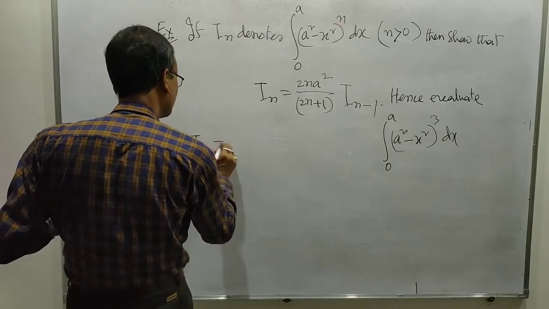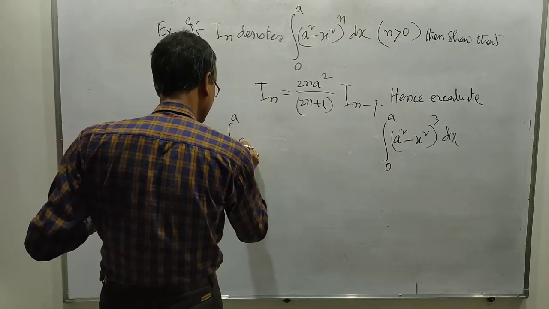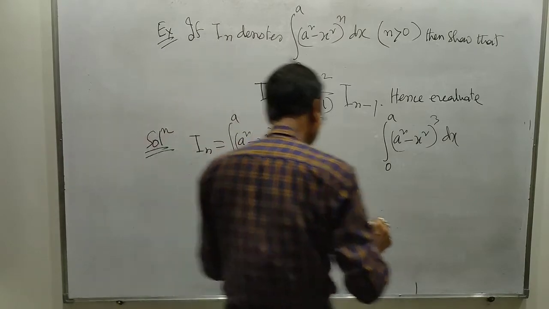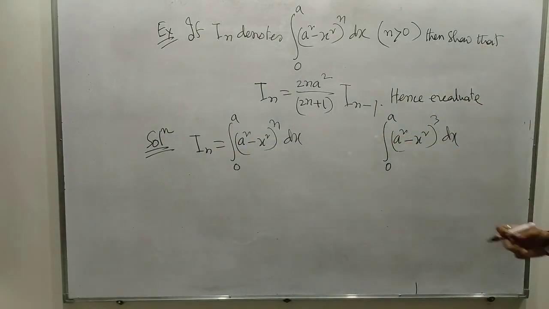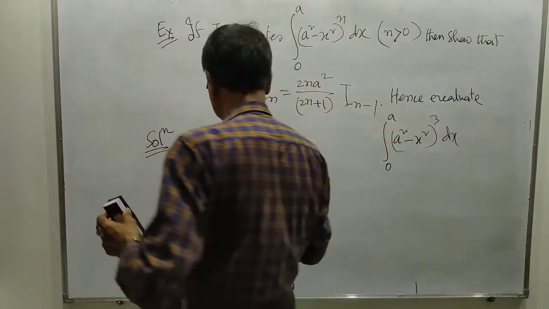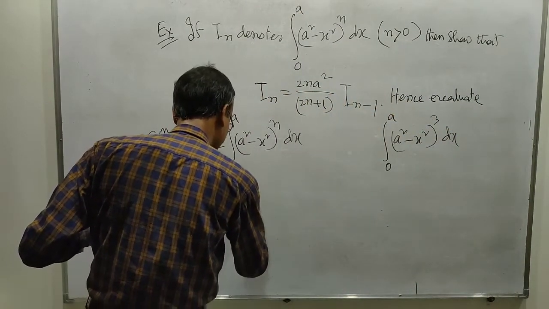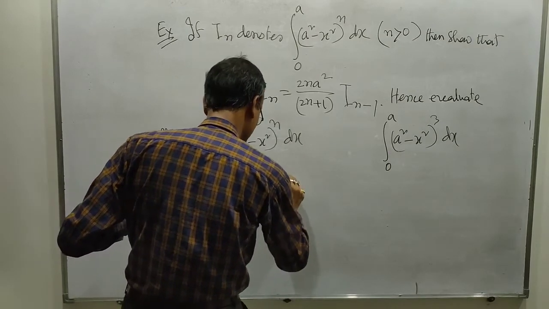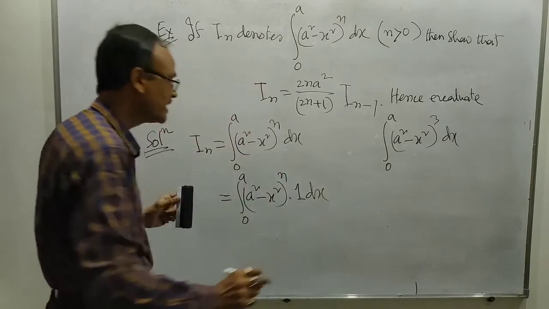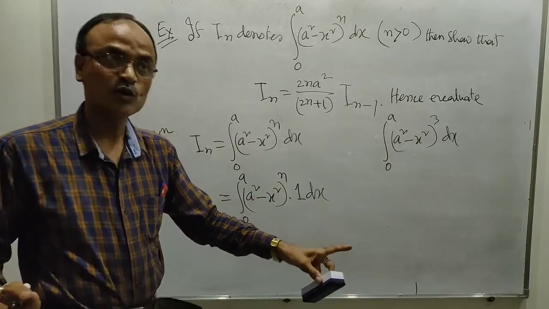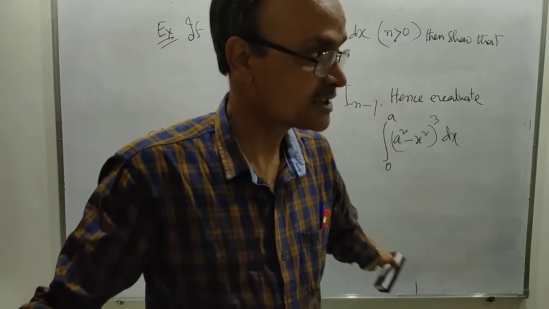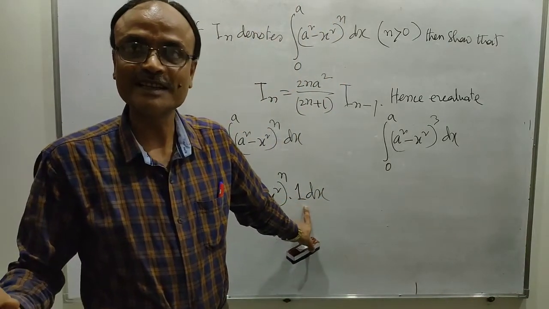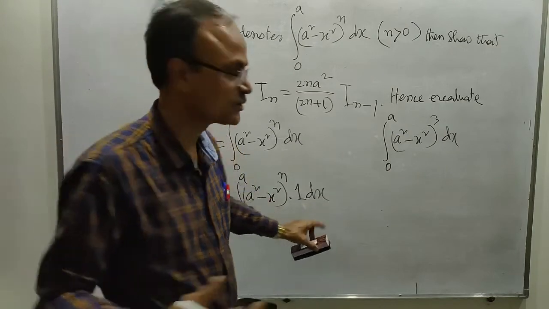I_n is equal to the integration from 0 to a of (a square minus x square) whole to the power n dx. This is equal to the integration from 0 to a of (a square minus x square) whole to the power n into 1 dx. You may write like this. Now we shall integrate this by parts, taking 1 as the second function.